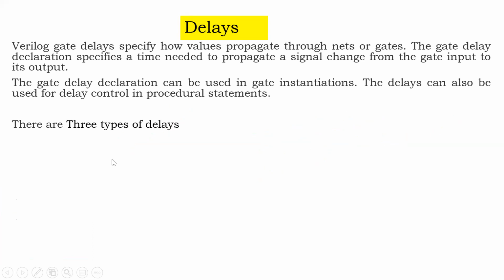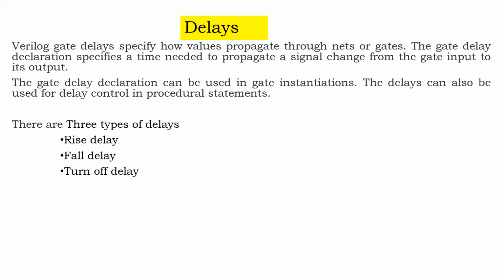Yes, there are 3 different types of delays. One is the rise delay, one more is the fall delay, one more is the turn off delay. Sometimes you can go with only rise delay, only fall delay, only turn off delay. Sometimes you can put all 3 different values, or they can be represented with one single value. According to your design, you can change the delay values based on how the gates or the circuits take the propagation.